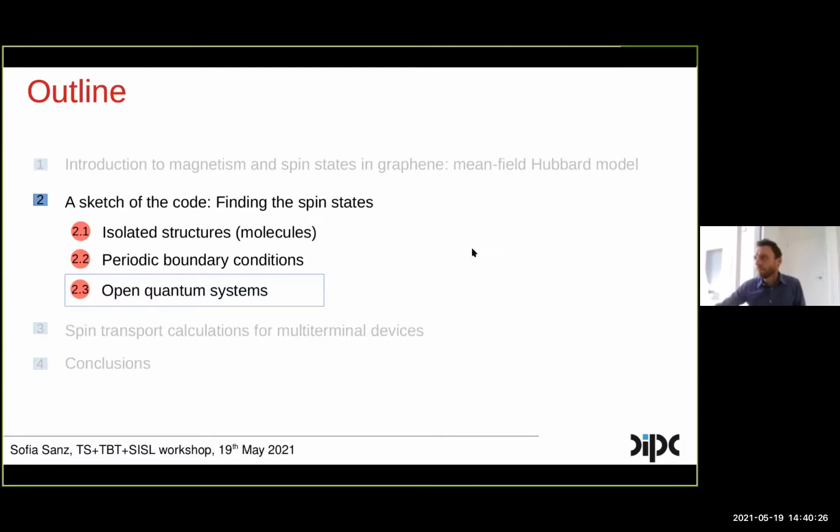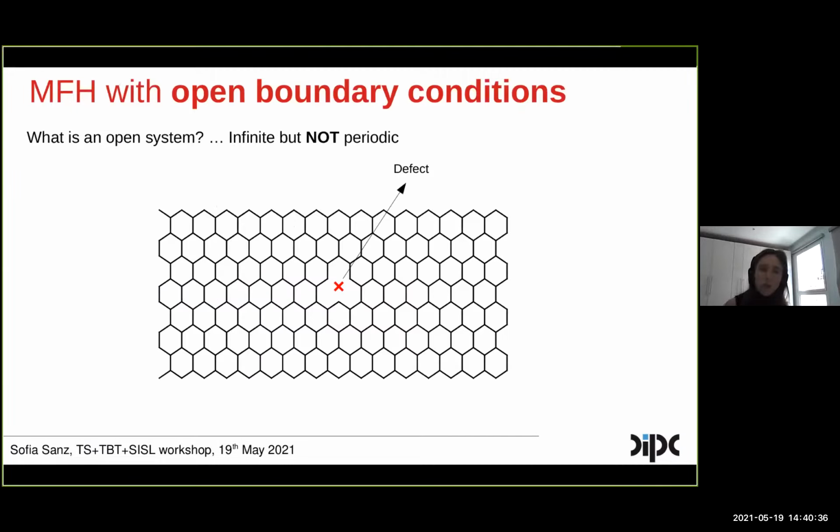Okay, so now I will continue with explaining how we can find a self-consistent solution for systems with open boundary conditions. So first of all, what is an open boundary? What is an open quantum system? We already know this from previous talks in this workshop, so I'm not going to go into deep details here, but I want to introduce a little bit the concepts in this context.